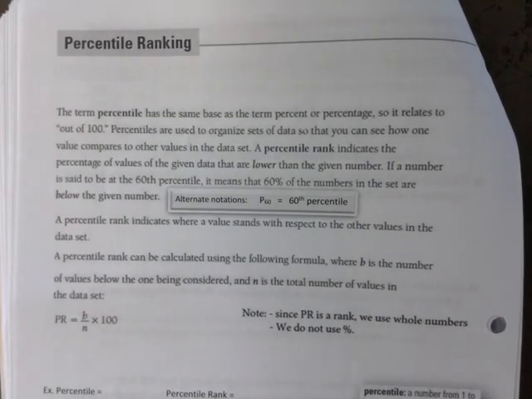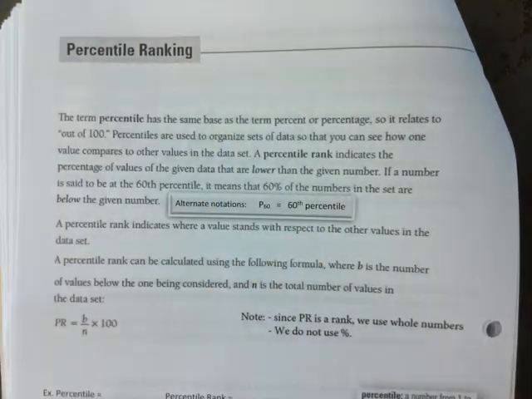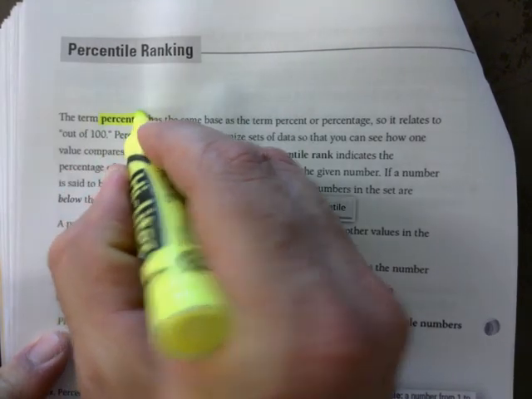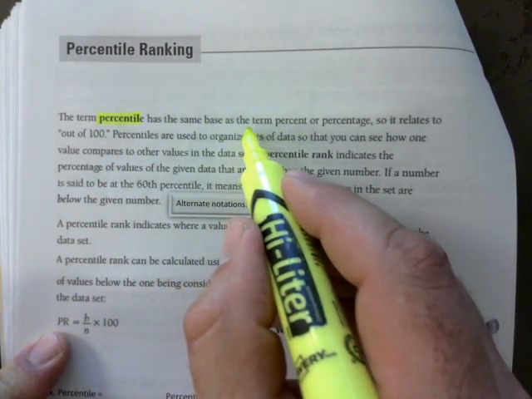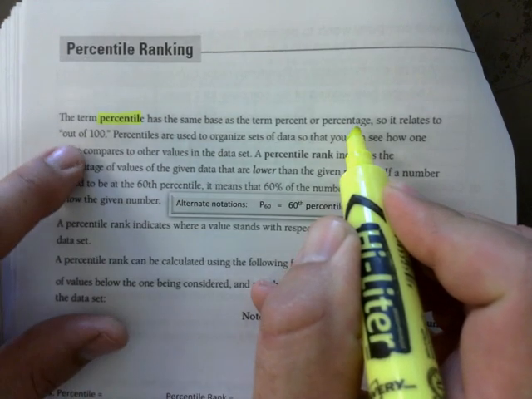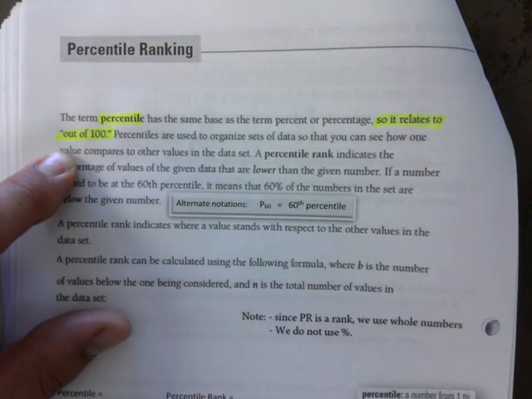Percentile ranking. The ranking is what you should focus on. The term percentile has the same base as the term percent or percentage, so it relates to out of 100. Make sure you highlight that part.